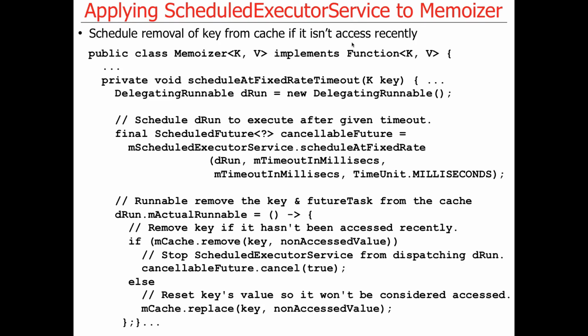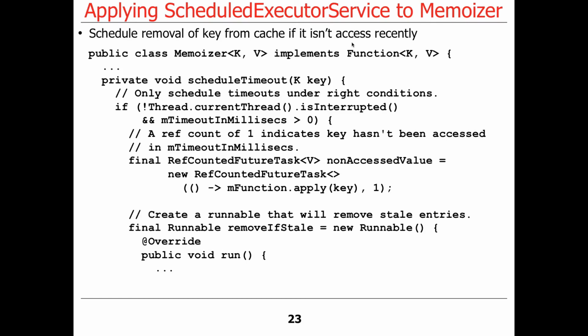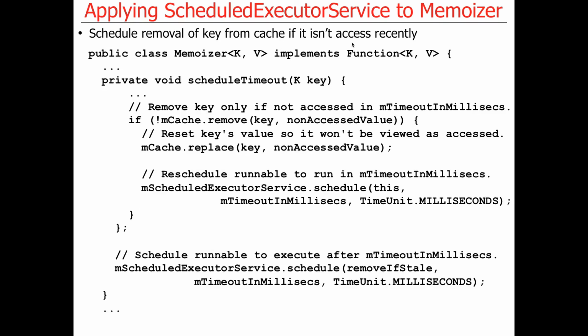Now, another little funny thing to note, notice we could use a lambda expression here, but back over here, we were not able to use a lambda expression. So remove if stale had to be an actual anonymous inner class instance. So new runnable, run, and so on. This cannot be a lambda. And the reason this cannot be a lambda is because we needed to be able to schedule this object.